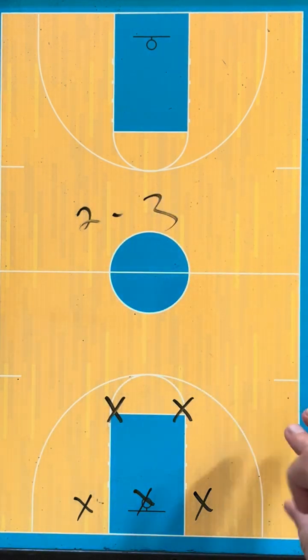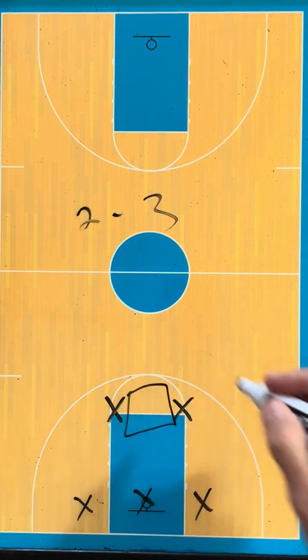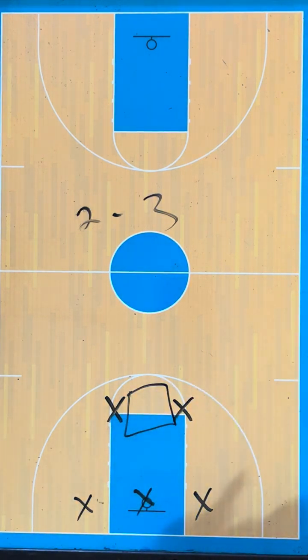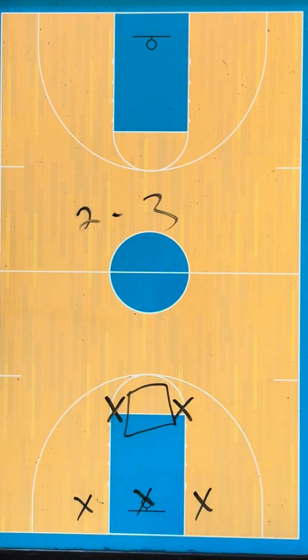Some vulnerabilities that I want you to know about on the zone is the high post. If the basketball gets into the high post, good things are going to happen for the offense, and not so good things can happen for the defense. I want you to keep that in mind as we're doing this.